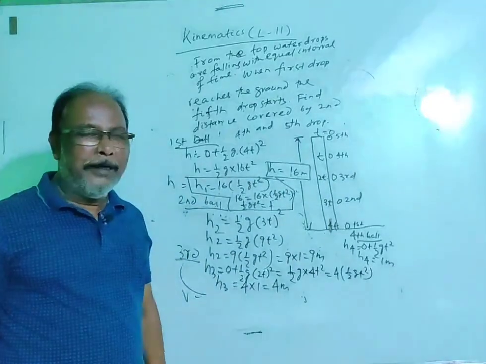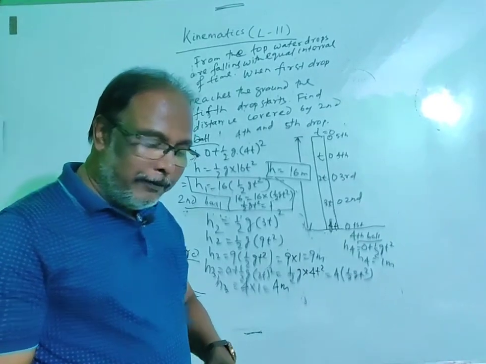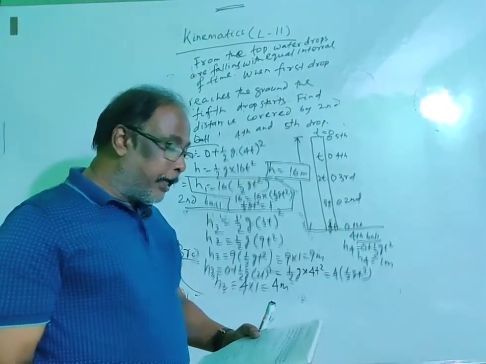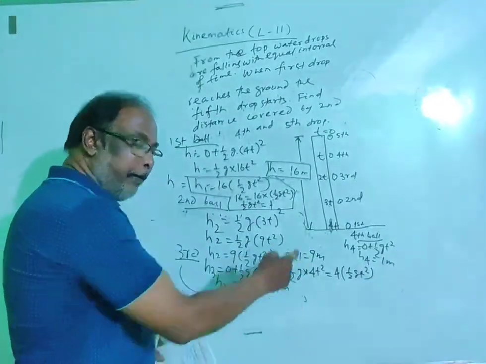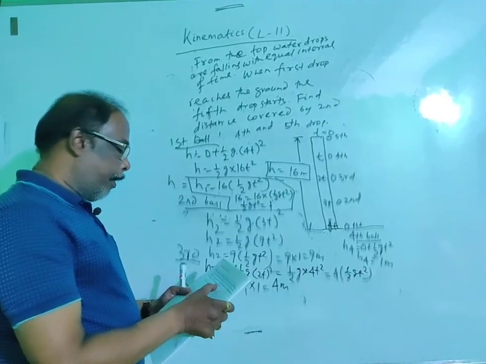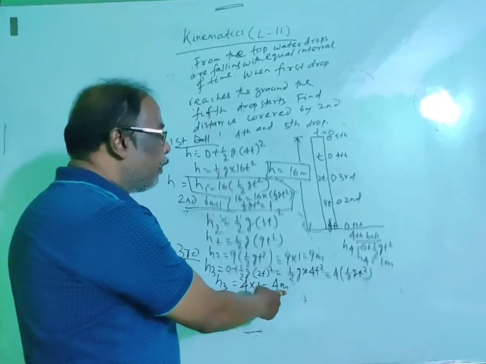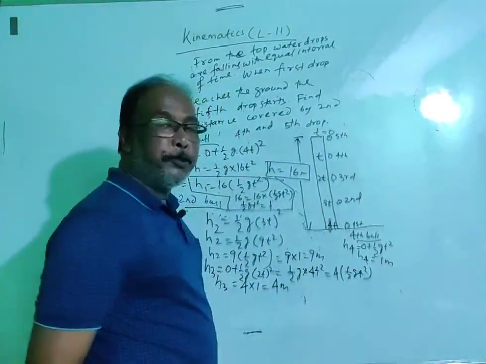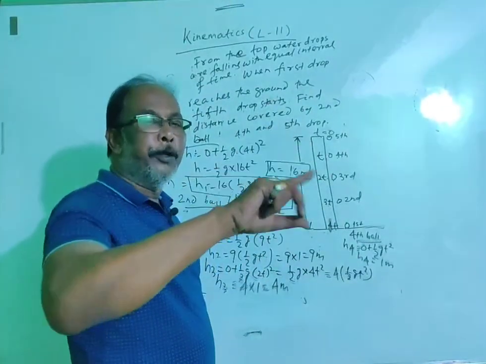Zero. Obviously zero. So it is asked in your question, find the distance covered by the second ball. The second ball travels a distance 9 meter. And the third ball, distance travelled by the third ball is 4 meter. And for the fourth ball, distance travelled by the fourth ball is 1 meter. And for the fifth ball, distance is 0.